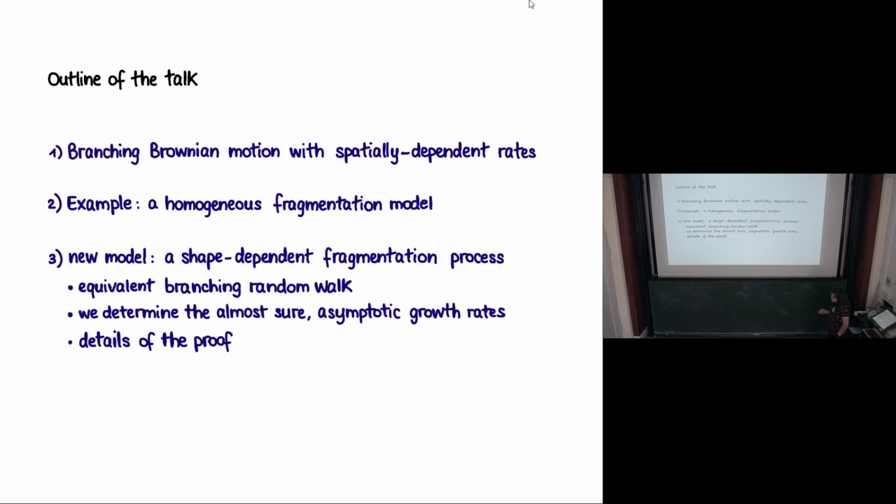So after these two examples, I'm just defining the model we're working on, and I'm going to present our main result, which is, well, you have a system of blocks fragmenting, and you will have tons of particles at large times, and we're interested in determining how large this number is, so how fast it grows in time, and we will give an almost sure result for this number.